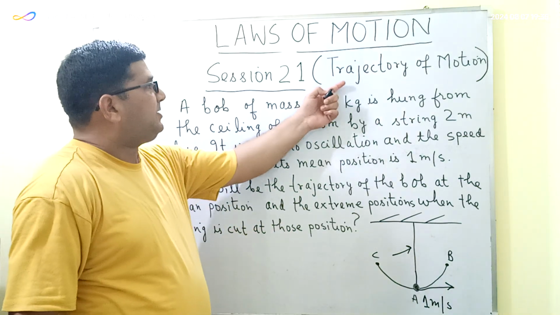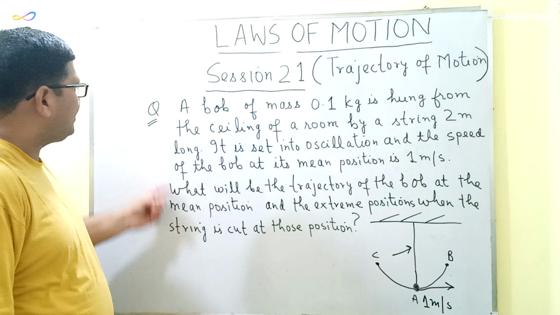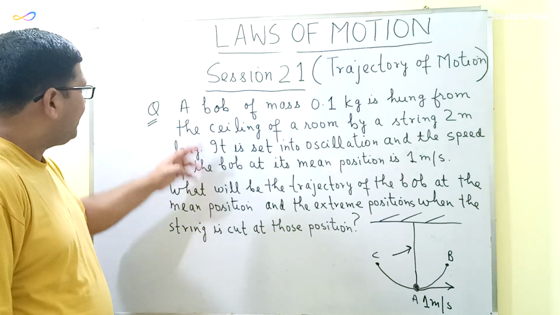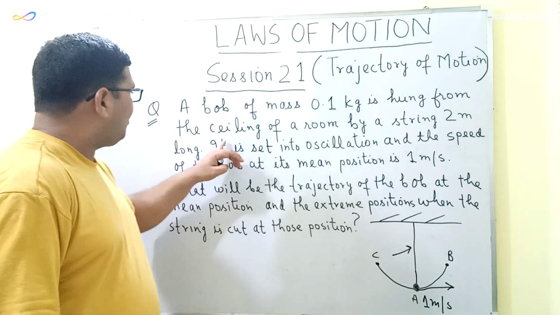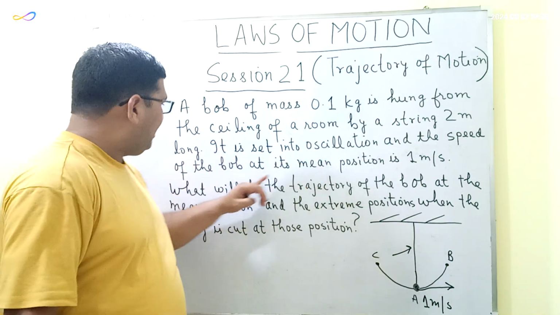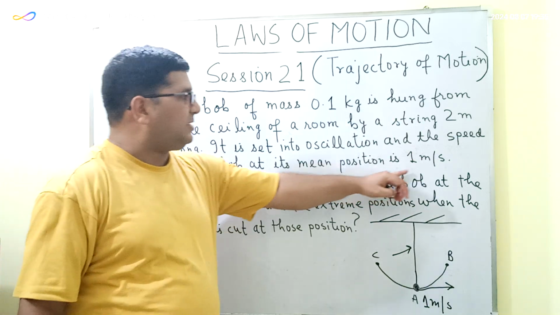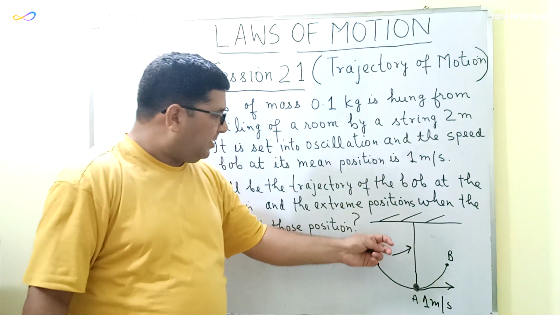The topic is the trajectory of motion, and the question for this session is written here on this board. The question is, a bob of mass 0.1 kg is hung from the ceiling of a room by a string 2 meter long. It is set into oscillation and the speed of the bob at its mean position is 1 meter per second.